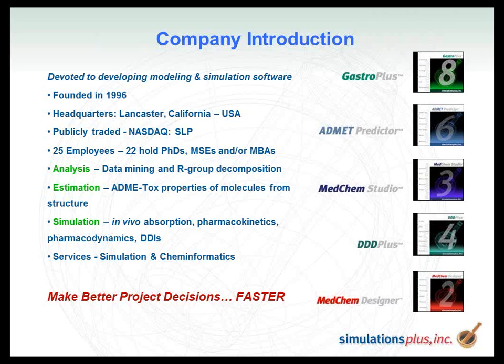On the right-hand side of the panel, you see our product portfolio. Gastroplus is primarily a product for biologists. ADMET Predictor is used by the biologists as well as the chemists. MedChem Studio is a product for medicinal chemists, and DDD Plus is a product for formulation scientists. MedChem Designer is our free tool which is offered to anyone needing to draw structures.